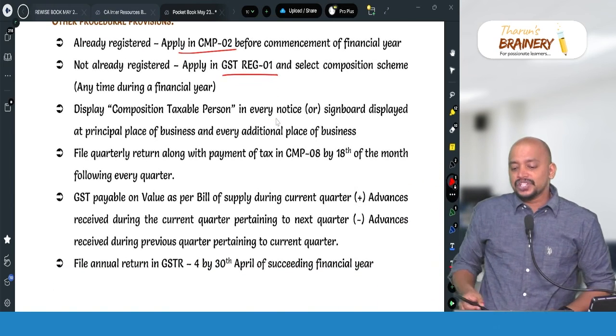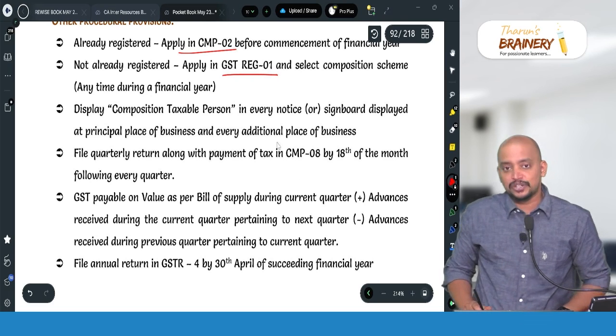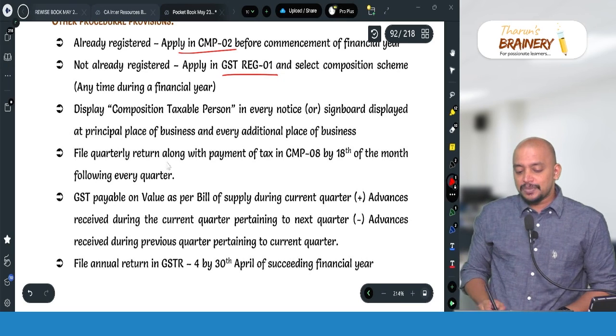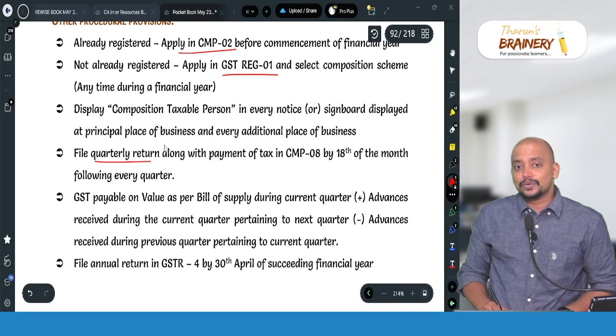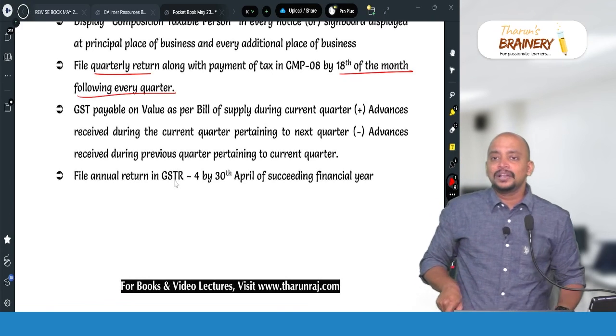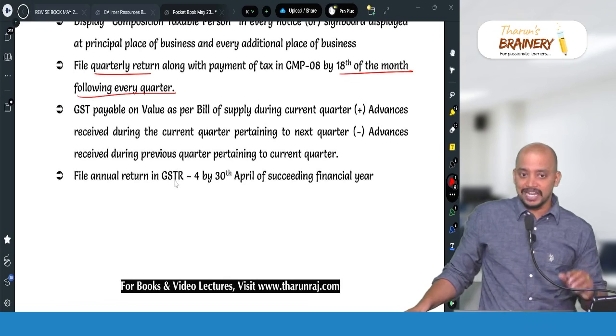Display of composition taxable person in every notice signboard displayed at the principal place of business and additional place of business. And a person opting for composition scheme is required to file a quarterly return. That quarterly return is in CMP 8 by 18th of the month following every quarter. Then whether GST is payable on advances in case of goods by a person under composition scheme, yes.